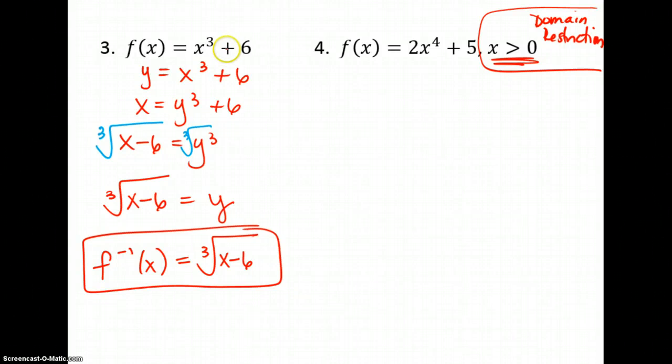Let f of x equal y. y equals 2x to the 4th plus 5. Switch x and y. x equals 2y to the 4th plus 5. And now solve for y. Subtract 5.